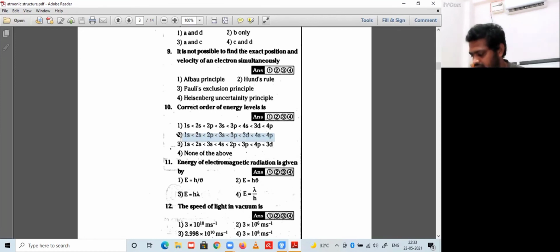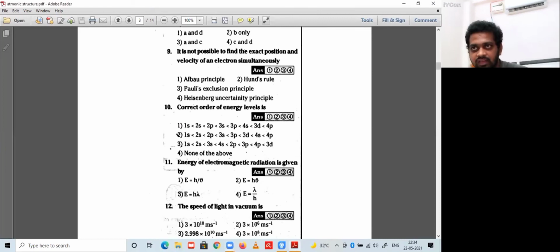After filling 4s, 3d will fill. After filling 3d, 4p will be filled. So this order is missing. Here also, after filling 4p, 3d is filling. So this is the wrong option. So option 1 is the correct option for question number 10. Option 1 is the correct option.